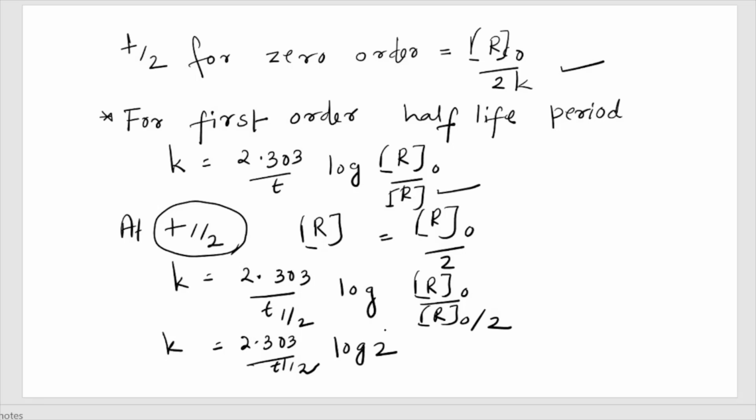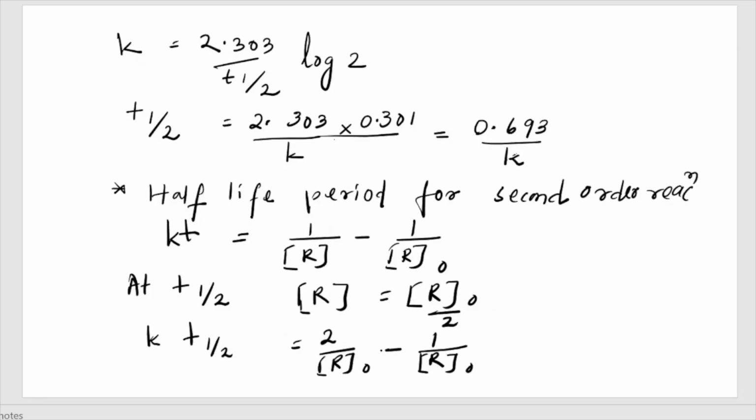After cancelling, you will find 2.303 by T half into log 2. You should put the value of log 2 here and calculate easily. So again see, R equal to R0 by 2. You put the value here and after calculation it comes to K equal to 2.303 by T half into log 2. What is the value of log 2?